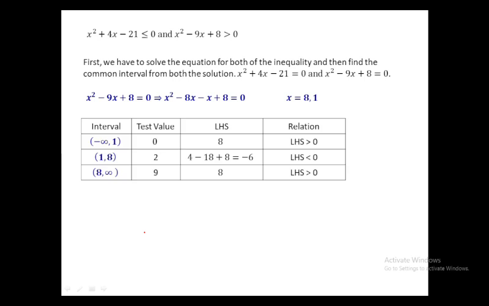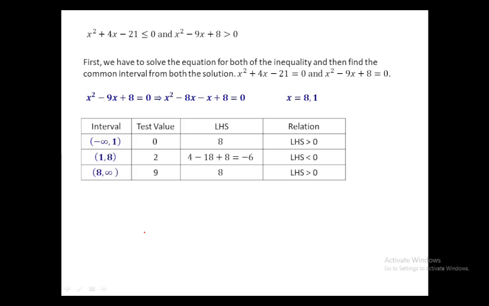Then go with the second inequality. x squared minus 9x plus 8 equal to 0. We have to choose two numbers whose product is 8 and sum is -9. Those numbers are -8 and -1. Then the solution is 1 and 8. So there are three intervals: -infinity to 1, 1 to 8, and 8 to infinity.